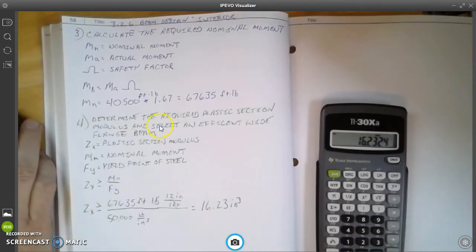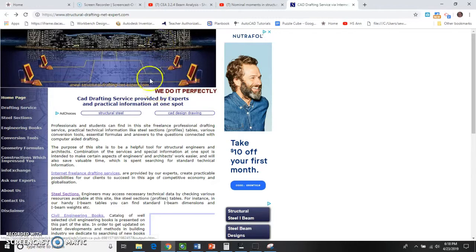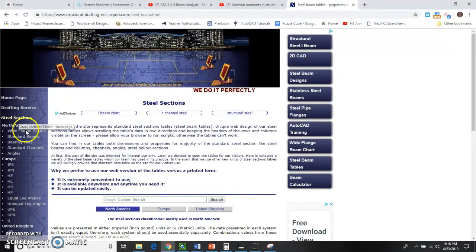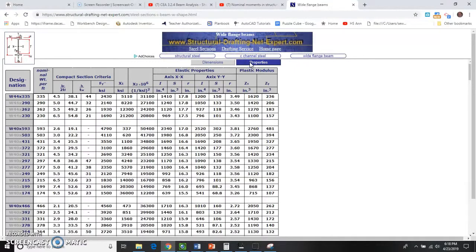Okay, now next thing is we need to select an efficient wide flange beam. So that comes from this website right here. The link for this is right on the front of the page. You should be able to download this document from my student share folder, and you'll go to this web page, and what you're going to do is you're going to go to where it says steel sections first, and then you're going to look at wide flange beams, and then you're going to hit properties.